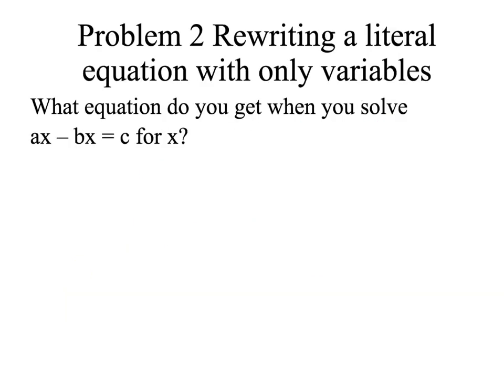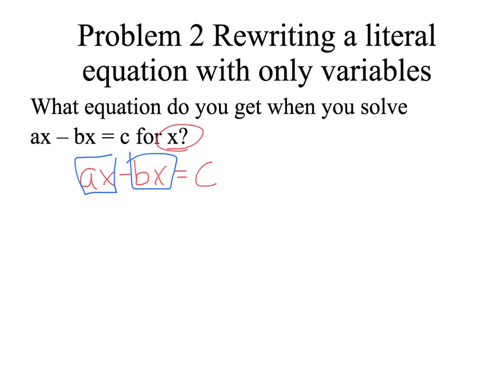Okay, now problem 2 is rewriting a literal equation with only variables. So we have the equation ax minus bx equals c, and there's not a single number there. And for some reason this is the toughest part for people, but the more you practice these, the better you get at them. So we're trying to solve this for x. Okay, well, if we do the boxing thing, we have x's here and we have x's here. So there's really nothing to move.